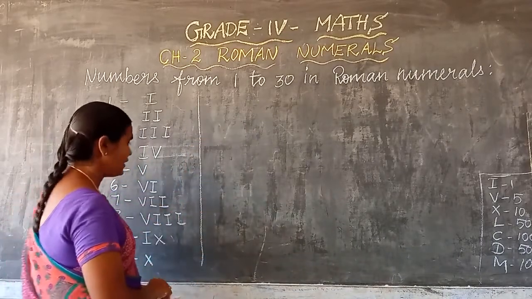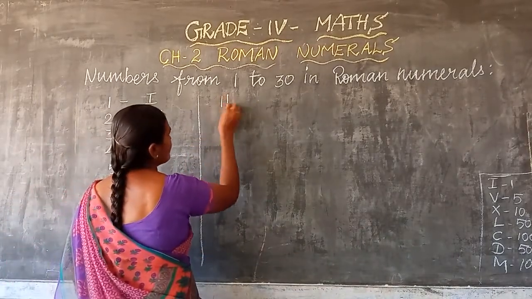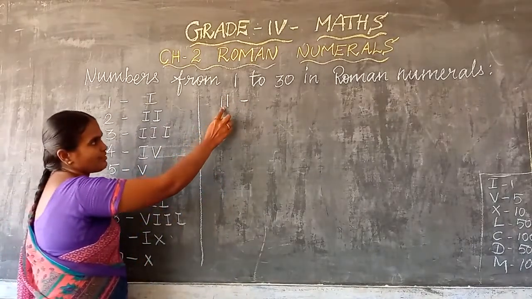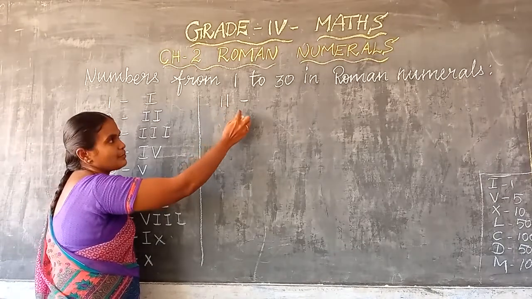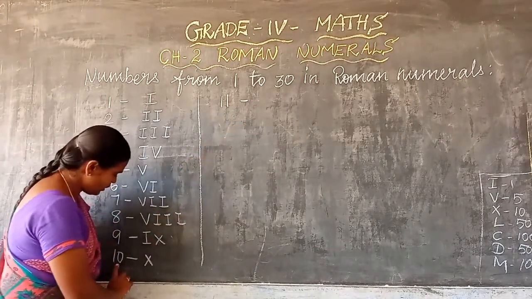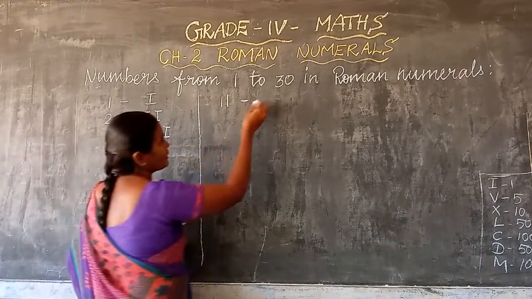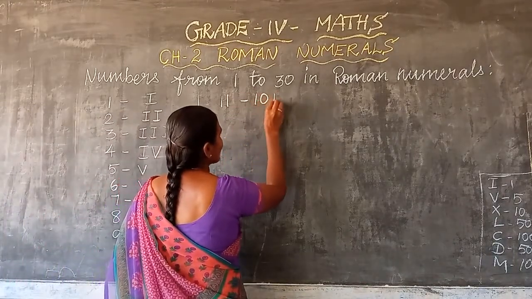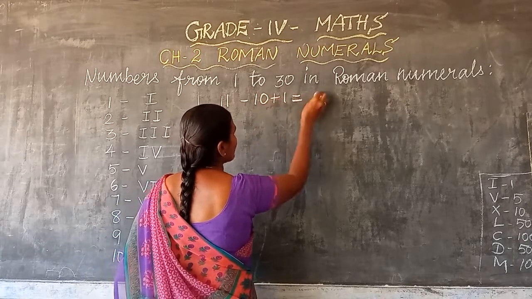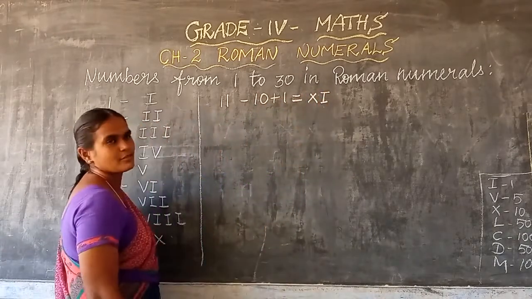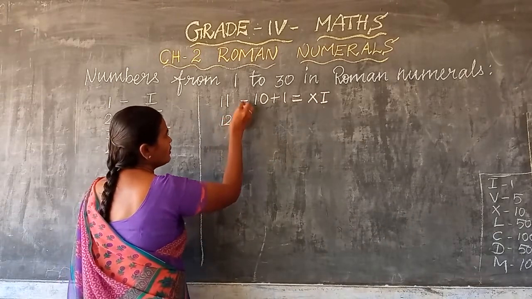So next one, 11. 10 means X. Expanded form: 11 means 10 plus 1. 10 means X, 1 means I. So 11 is XI. 10 value X, I value 1.